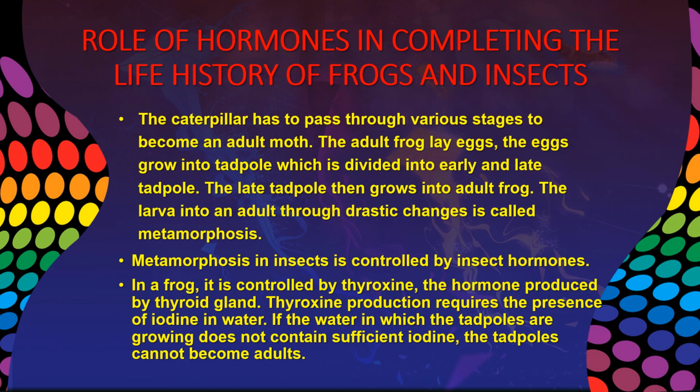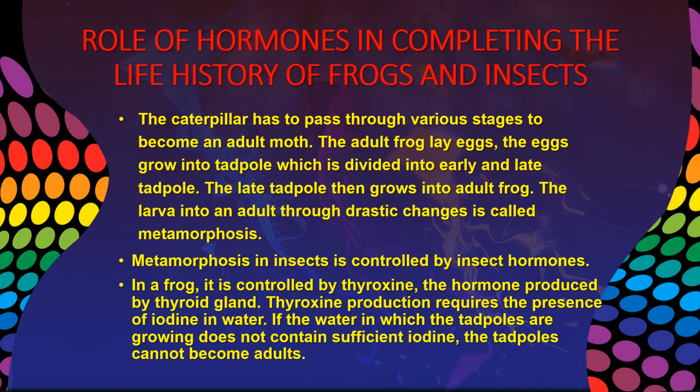The production of thyroxine hormone requires the presence of iodine in water. If the pond water in which the tadpoles are growing does not contain sufficient iodine to make enough thyroxine hormone, there will be a deficiency of thyroxine hormone, due to which tadpoles cannot undergo metamorphosis and hence cannot become adult frogs.